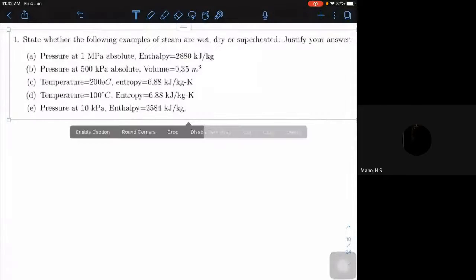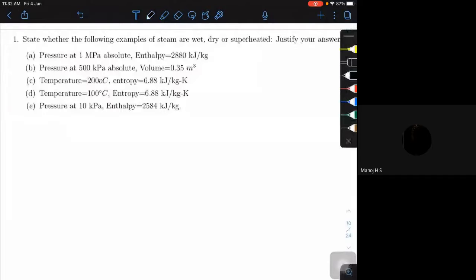This is a simple question. State whether the following examples of the steam are wet, dry, or superheated, and justify your answer. You can't simply tell this is wet steam, this is superheated steam, this is dry steam. You should go and look into your steam tables. This is an exercise on how to look into your steam tables and do it.